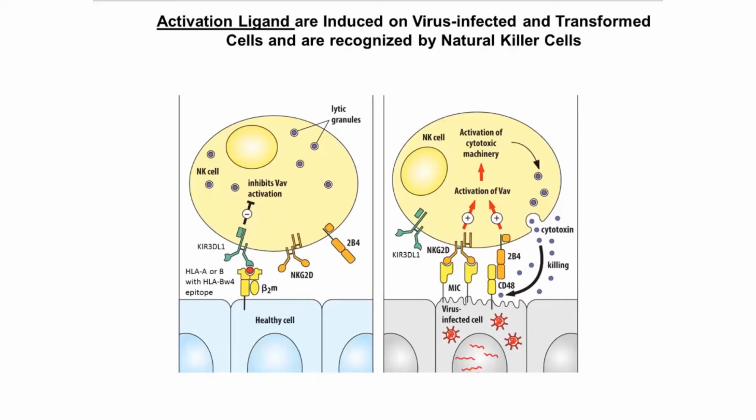The virus can't win. If the virus allows MHC class 1 expression, the viral peptides are bound to class 1, and the cytotoxic T cell kills it. If the virus blocks MHC class 1 expression, the natural killer cell sees the cell, says, hey, there's no class 1 here, and then it kills it.